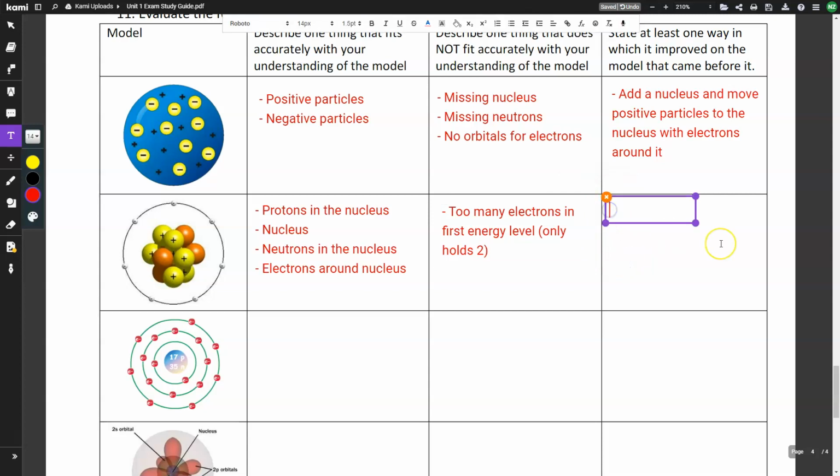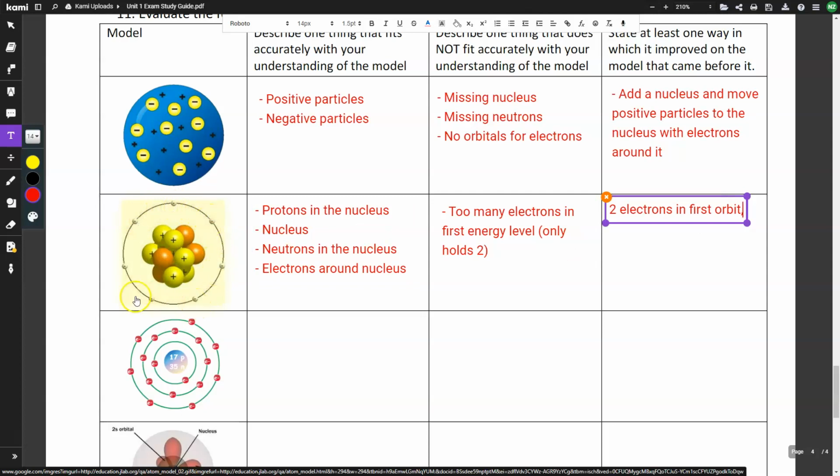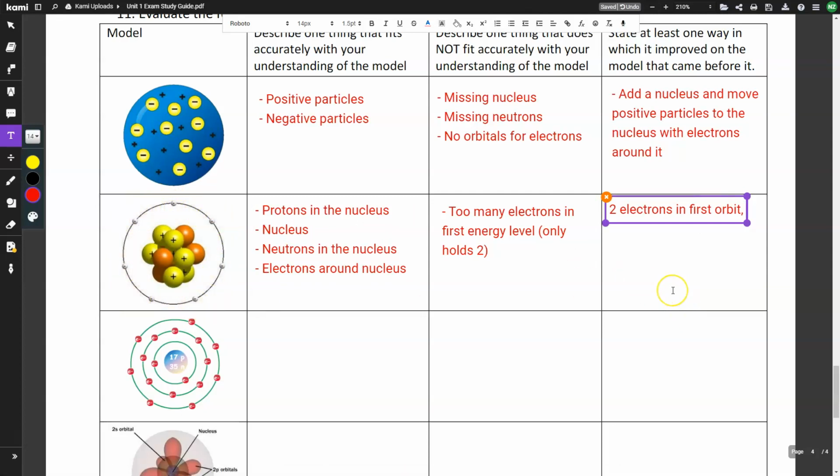One way it could be improved. So 2 electrons in the first orbit, and we would have, let's see, 1, 2, 3, 4, 5. We'd have 5, because we have 7, I believe. Yeah, 5 electrons in the second orbit. So we would need 2 orbitals.